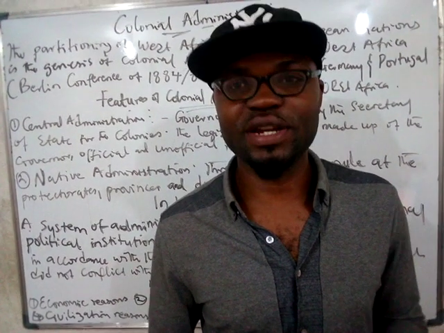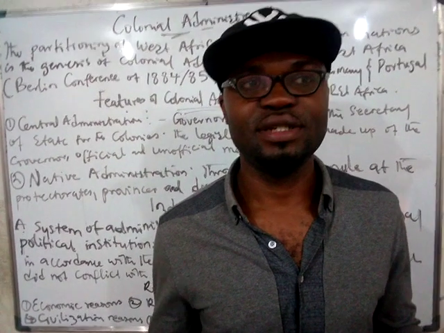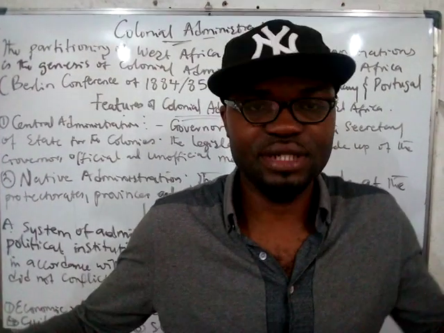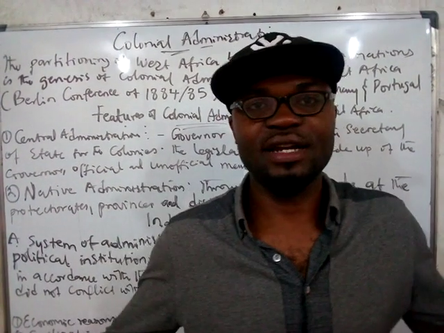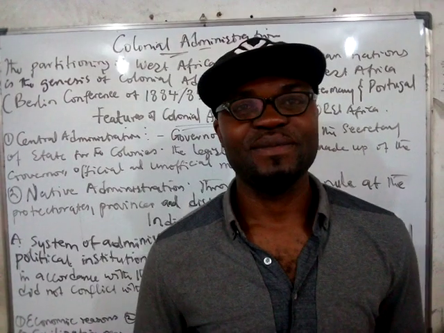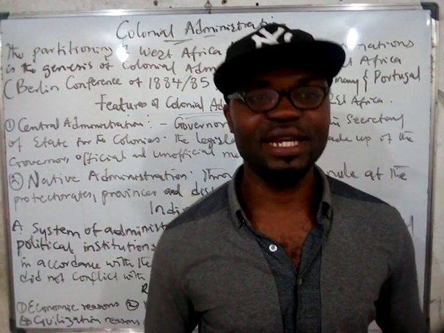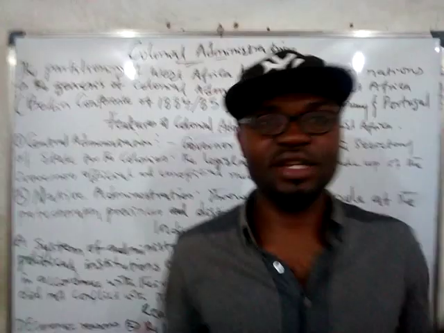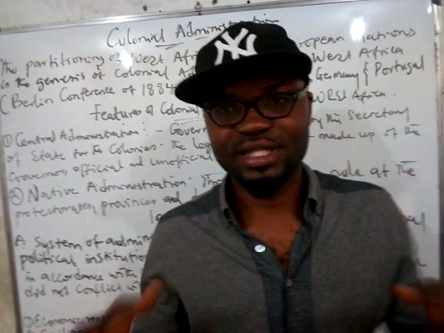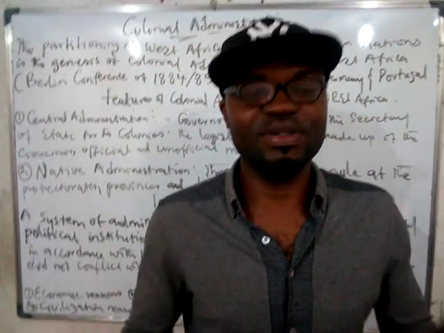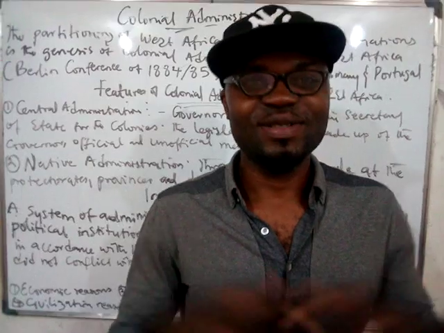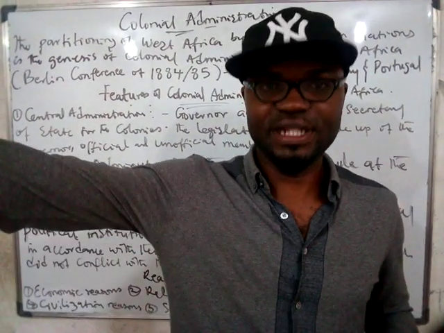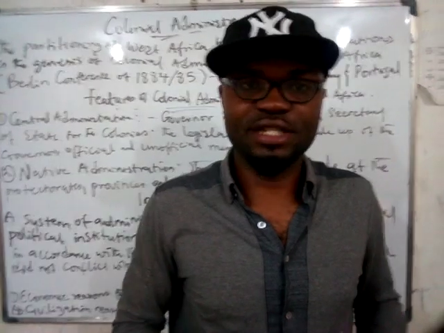where European countries like France, Germany, Portugal, Britain, they came together and they divided, they partitioned and shared West Africa to themselves. So they then came in and started placing their administrations on the countries where they got, like the British people got Nigeria. So they came here and established what we call colonial rule. Colonial rule is a system of rulership or government where a foreign nation is leading another nation.